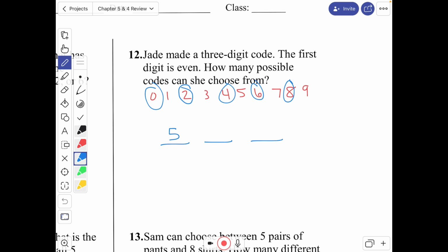But she's going to make a 3-digit code. So how many digits can she choose from on the second digit? She could choose from all of them, so there's 10. And then the last digit, she can choose from any of the options, so that's 10 again. And then this is a combination, so we multiply. 5 times 10 makes 50. 50 times 10 makes 500. 500 possibilities to choose from.